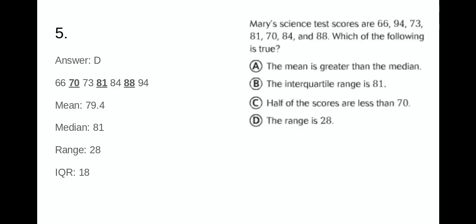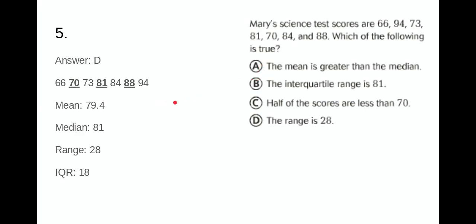Number 5, your answer is D. So let's I guess go through each one. So the mean is greater than the median. So we need to see if that is true. So the mean is 79, about 79. Your median is 81. So your mean is greater than the median. Well, that's not true. So A is definitely out.